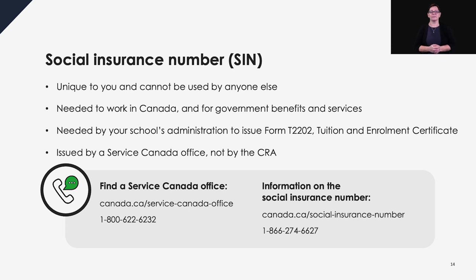To work in Canada, receive benefits and services from the government, and to do your taxes, you need a social insurance number, also called a SIN. A SIN is a 9-digit identification number unique to you. You are the only person who is supposed to use it, and you are responsible for keeping it safe. If your SIN gets into the wrong hands, it could lead to fraud or even identity theft.